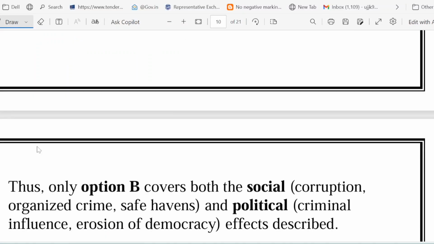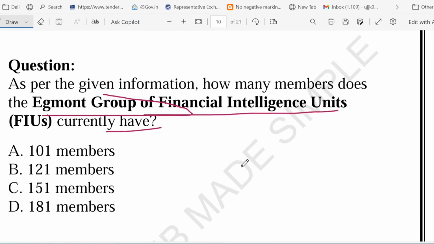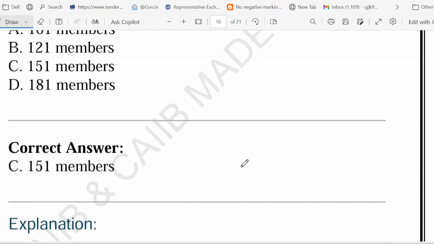Now the next question that was asked: as per the given information, how many members does the Egmont Group of FIUs currently have? This question is most frequently asked. I request you to please learn it wholeheartedly. Options are 101 members, 121 members, 151 members, and 181 members. So how many members are there? The correct answer to this question is 151 members.